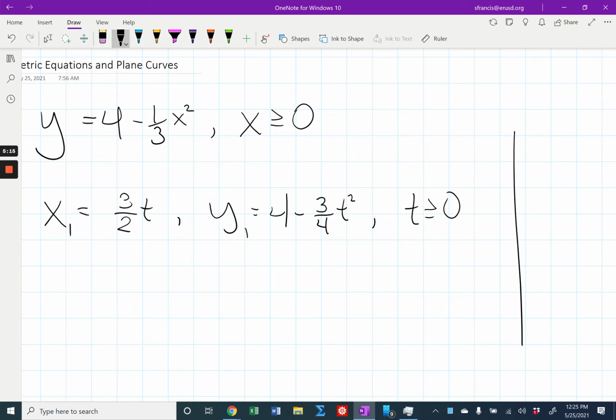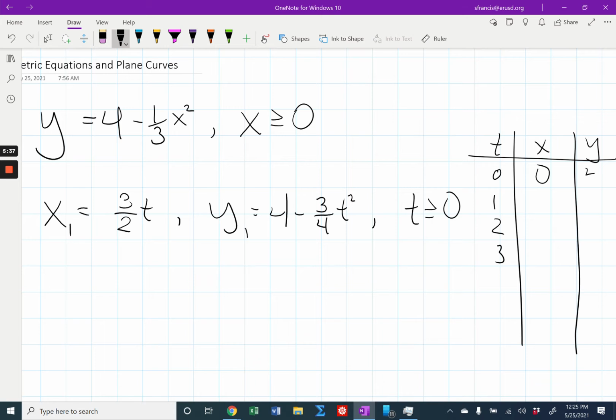Now, if I wanted to figure out where and when the object is in these locations, I can make a table. Okay, very simply, I can just start letting t be different values, and then I can go calculate the locations for the x coordinate and the y coordinate by plugging in t values. So if I plug in 0 for t, I would get 0 for x, I would get 4 for y.